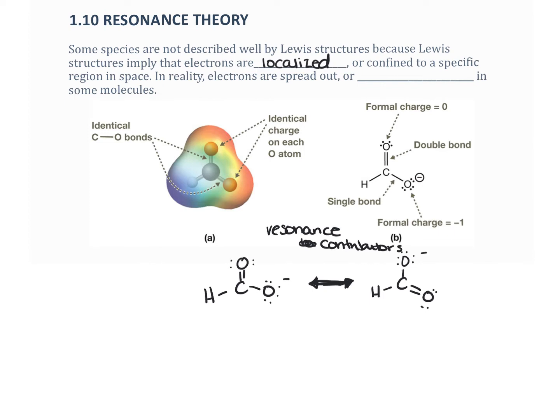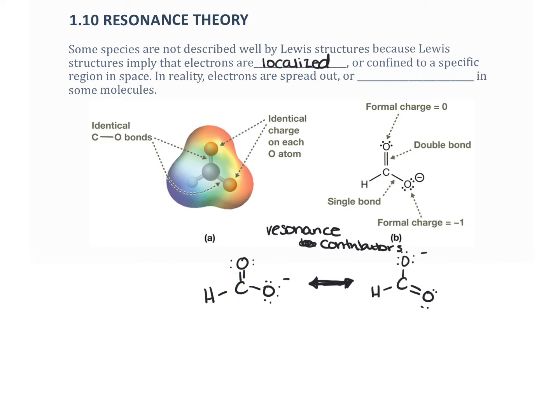Now, when we look at this and we see that you can have a double bond here, but you can also have a double bond here. In reality, when we measure bond lengths, we don't see a double bond here and a single bond here. We see a bond that's a little shorter than a single bond and a little longer than a double bond. It's like a bond and a half.